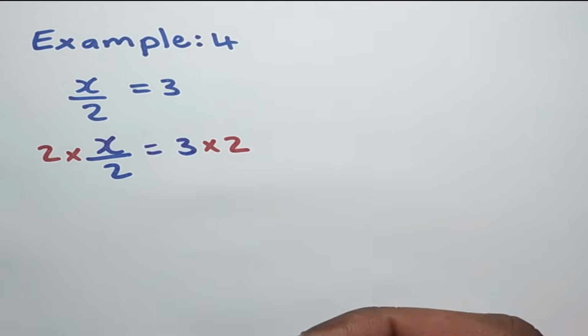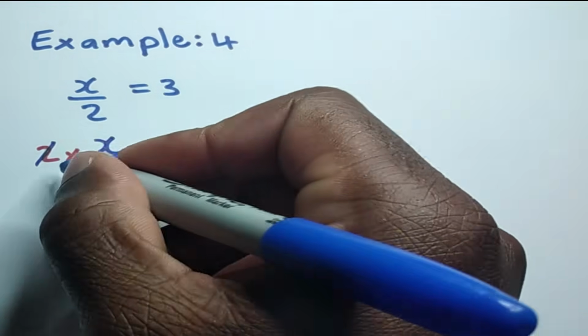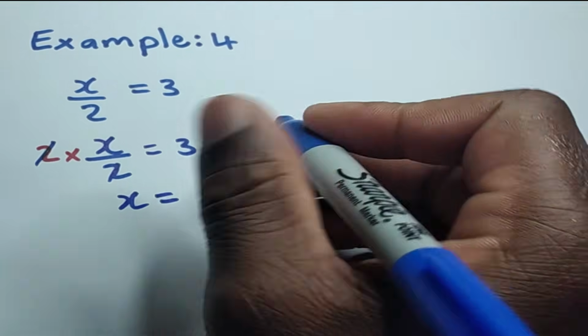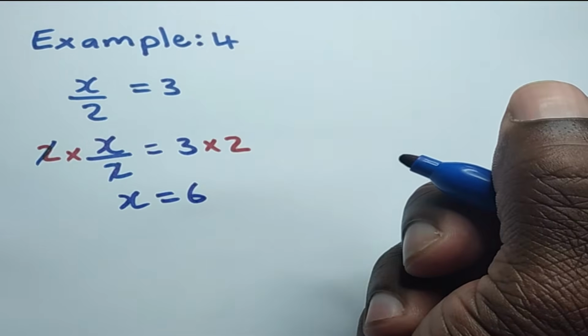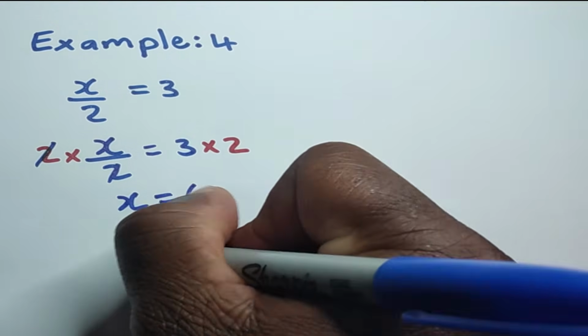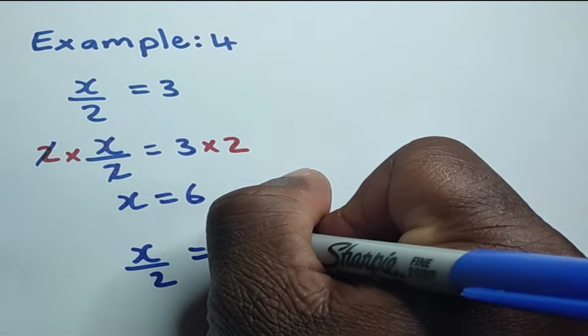Now we reach a point where we can cancel out these two 2's. So 2 cancels 2 right there, and x is equal to 3 times 2, and we'll get a 6 right there. Now let's look at the alternative method. So let's rewrite this problem. x over 2 is equal to 3.